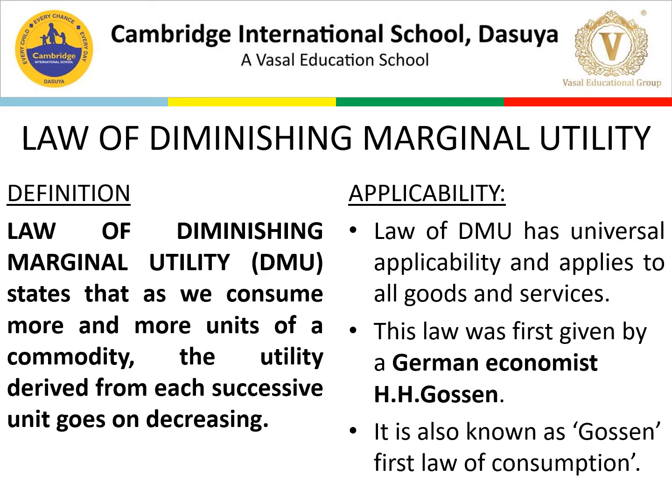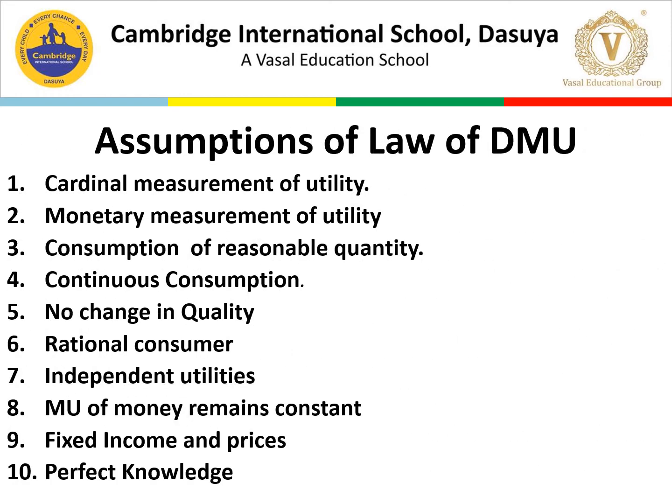So let's move on to the next thing, that is the assumptions of the law of DMU. Now, what are the assumptions? The things which we have to keep in mind before we talk about the law of diminishing marginal utility. The first thing is cardinal measurement of utility. Yes, it is assumed that utility can be measured and a consumer can express his satisfaction in quantitative terms such as 1, 2, 3. So whatever measurement of utility we are doing should be measurable in numeric values. So this is the first point.